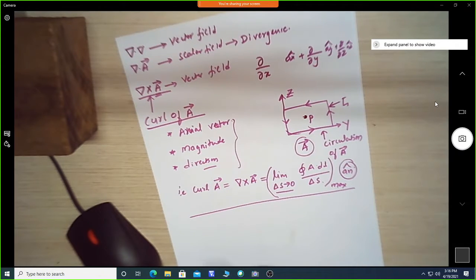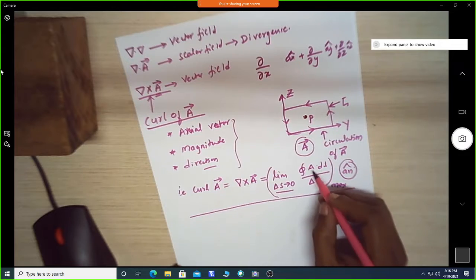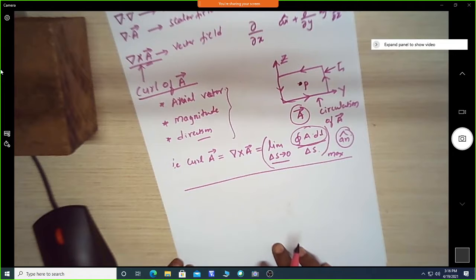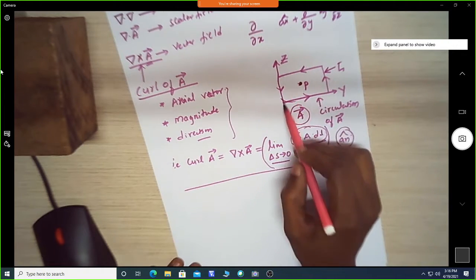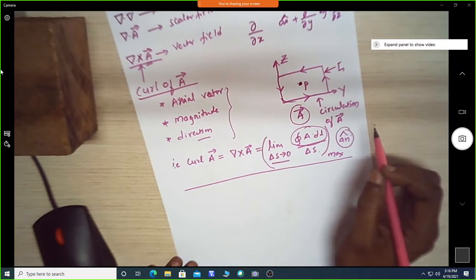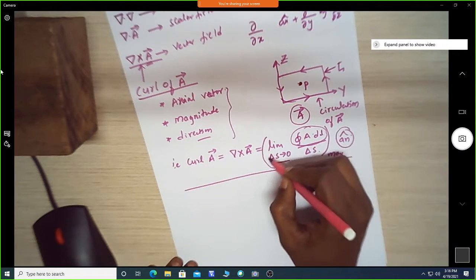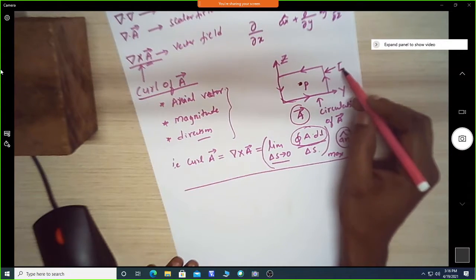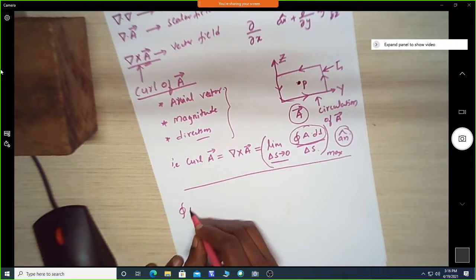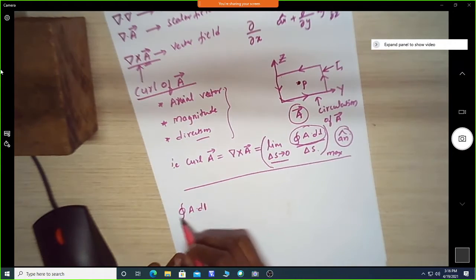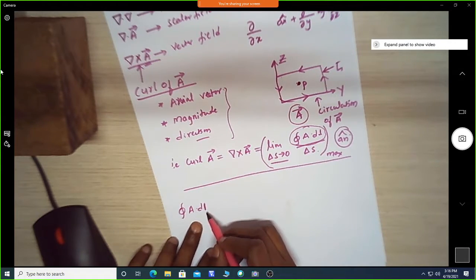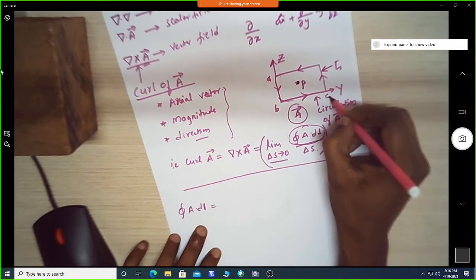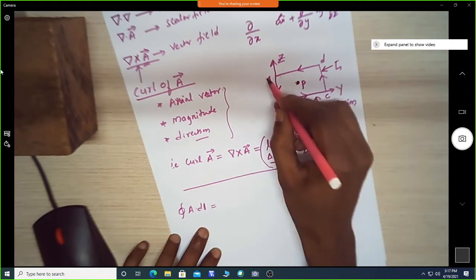Now we can first find the closed integral of A dot dl, which we already know. By taking line segments, we can find the line integral. The differential area ds with respect to this closed line L can be calculated using the closed line integral of A dot dl, which equals, if I label it, the closed line ABCDA.